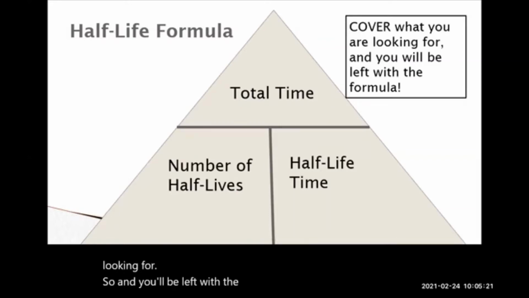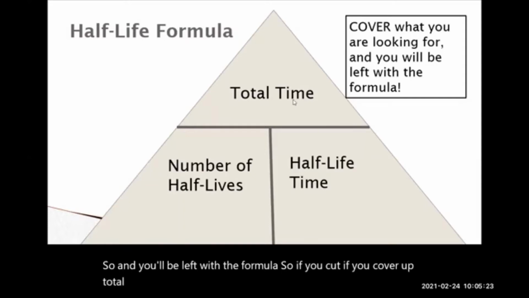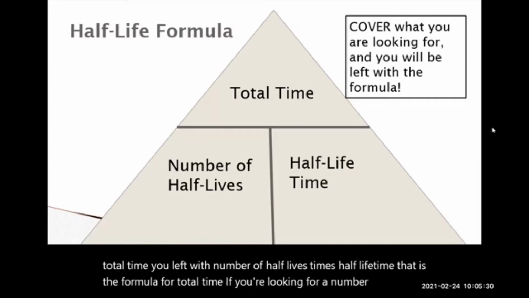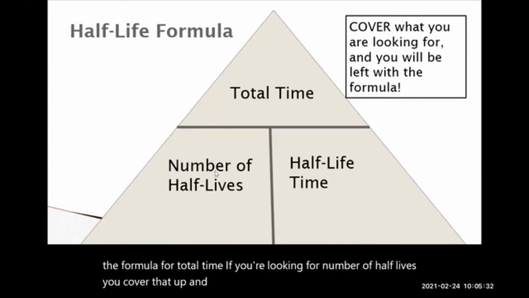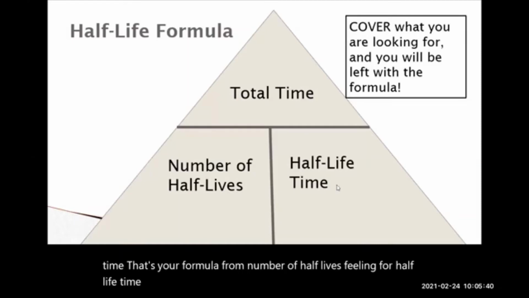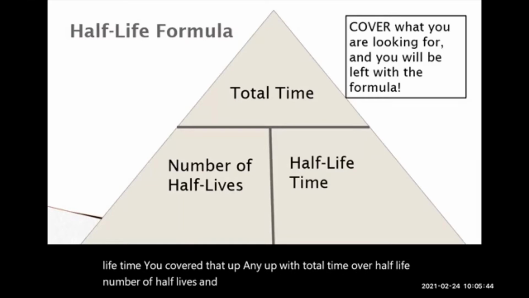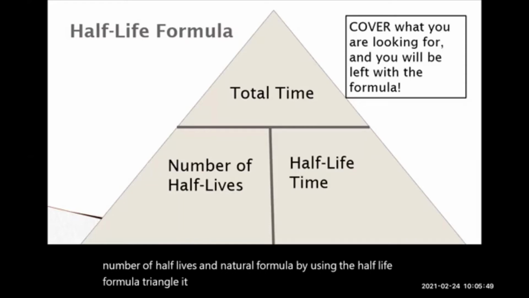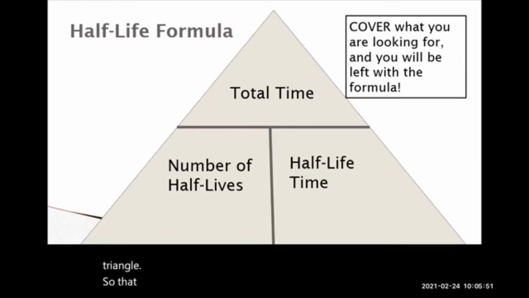If you cover up total time, you're left with number of half-lives times half-life time. That is the formula for total time. If you're looking for number of half-lives, you cover that up, and you're left with total time divided by half-life time. That's your formula for number of half-lives. If you're looking for half-life time, you cover that up, and you end up with total time over number of half-lives, and that's your formula. By using the half-life formula triangle, you can just remember the triangle, so that you don't have to remember how to manipulate the formula every single time.